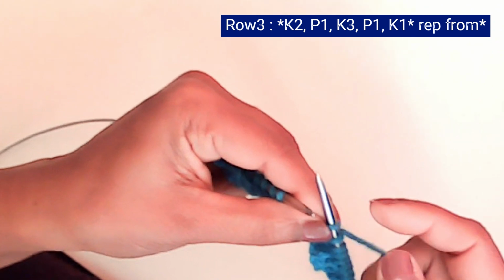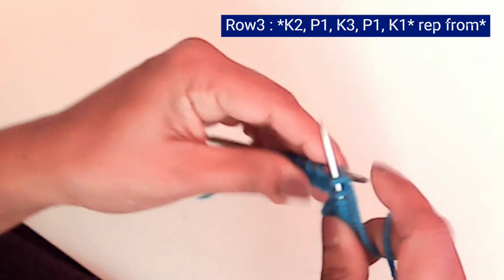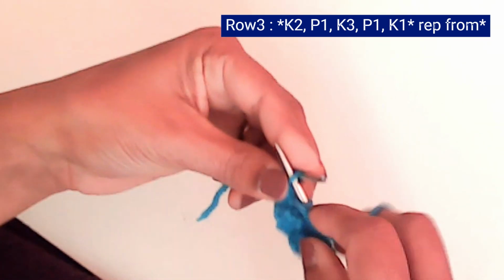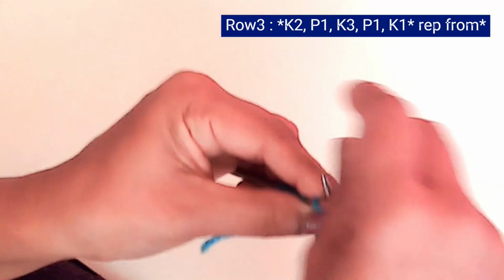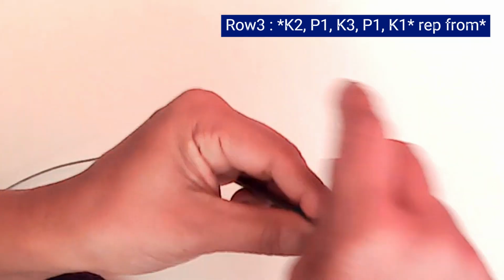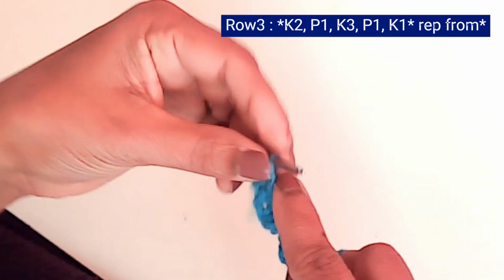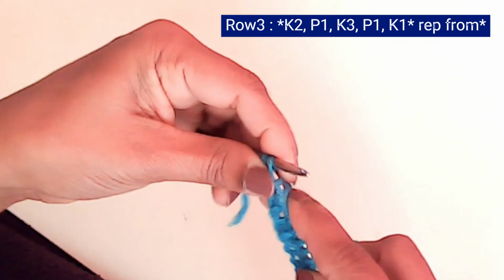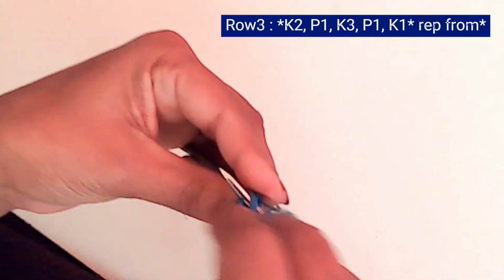Again 1 knit, and I'm starting the repeat section again. 2 knit, 1 knit and 2 knits and 1 purl, 1 and 3 knits. 1 knit, 2 knit and 3 knits, and now again purl and knit, and this is my edge stitch. I am purling my edge stitch.